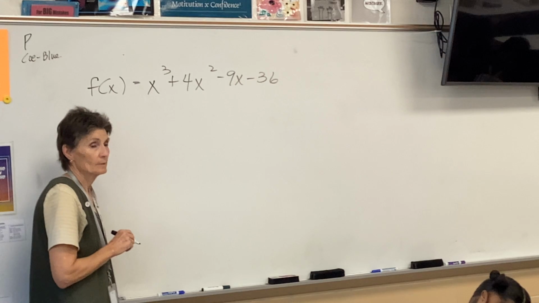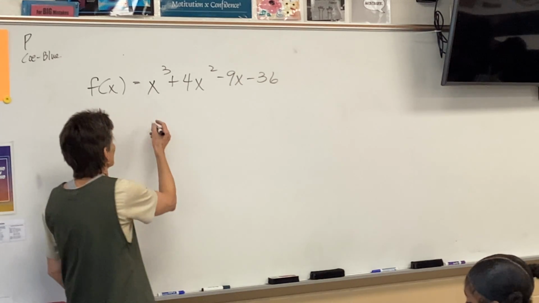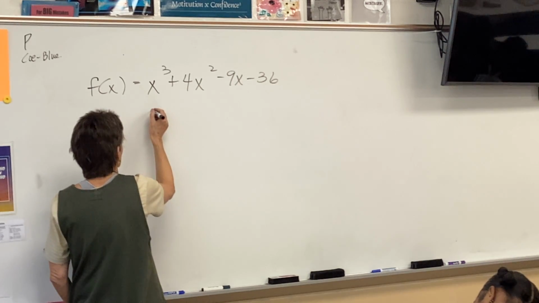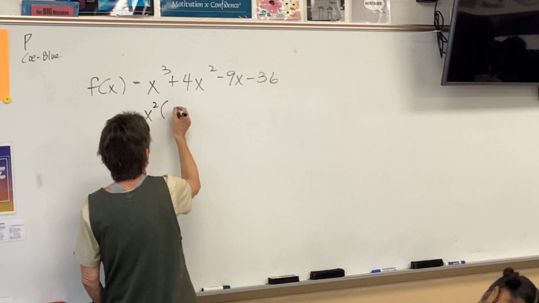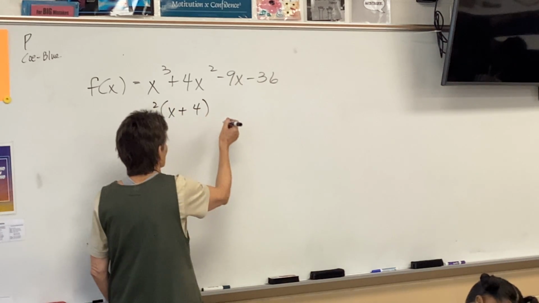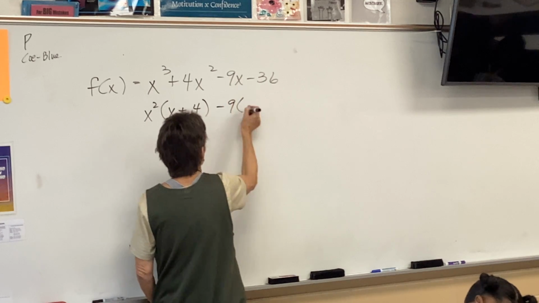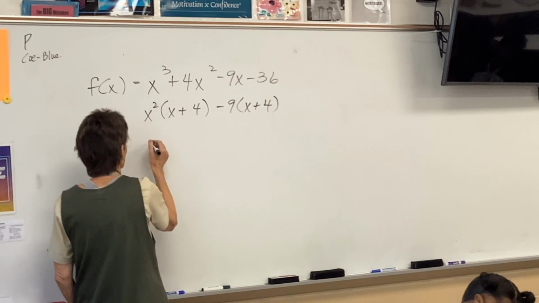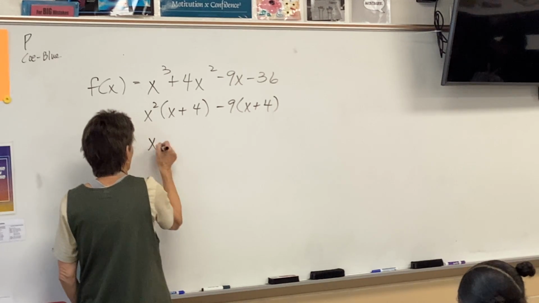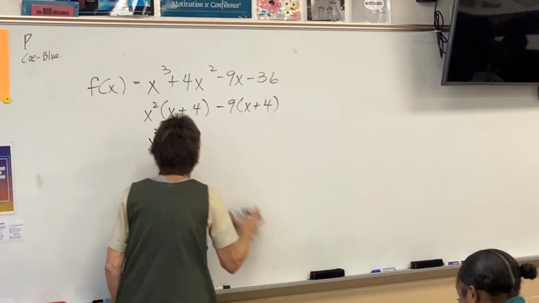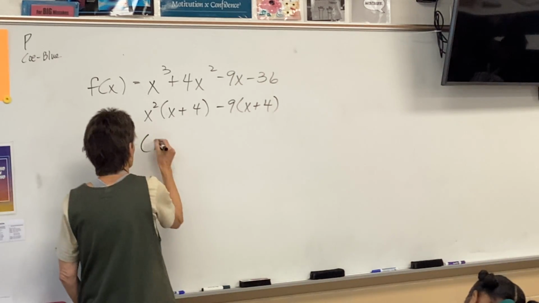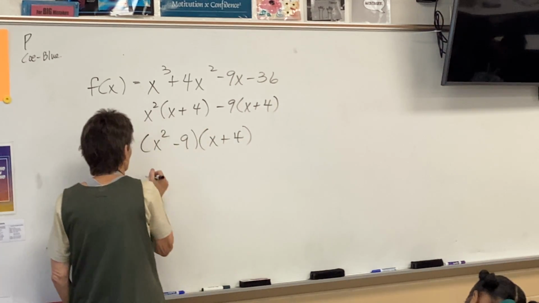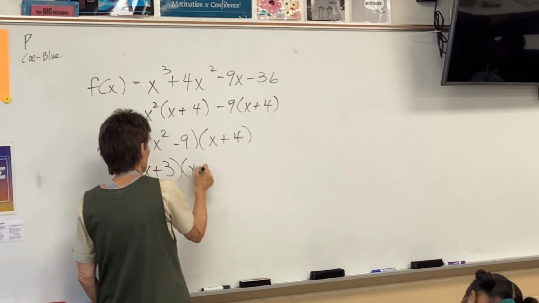Who did something? We'll share your thought, Kyle. First, just do the grouping. Okay. X squared, and parentheses x plus 4, perfect, and then take out the -9, and x plus 4. Okay. Great so far. Then parentheses x squared minus 9, okay, and then x plus 4, perfect, and then break down that one. Plus 3 minus 3. Yeah.